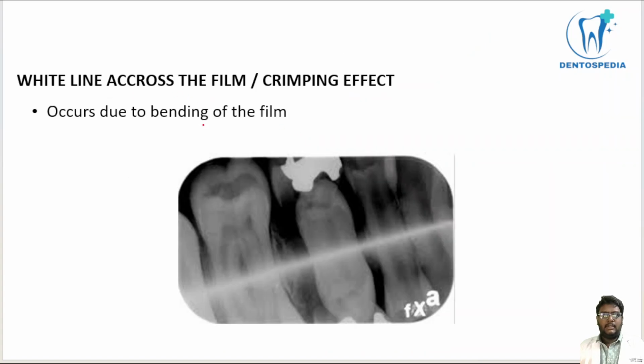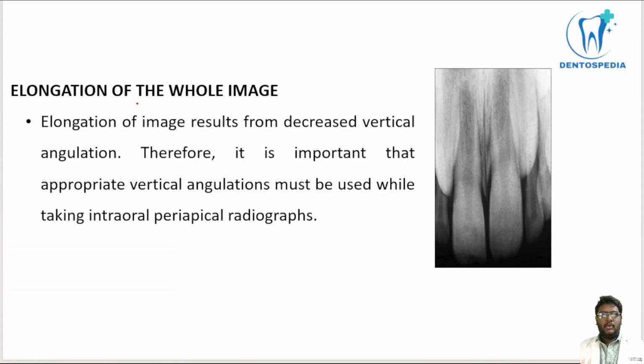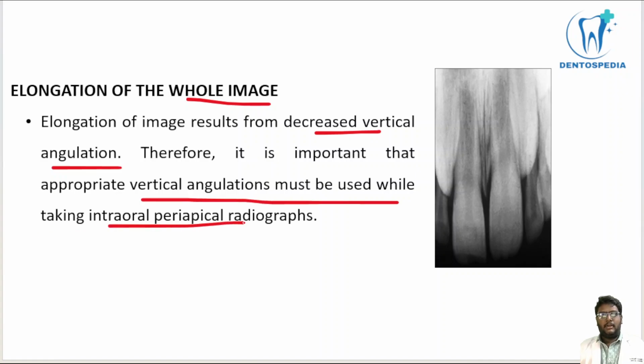And coming to the white lines across the film, which is also called crimping effect, it mainly occurs due to bending of the film. Improper handling can occur sometimes, and bending of the film can occur. This bending of the film will result in this kind of white line, which is called crimping effect. And elongation of the whole image. Elongation of the image results from decreased vertical angulation. Therefore, it's important that appropriate vertical angulations are used while taking intraoral periapical radiographs.